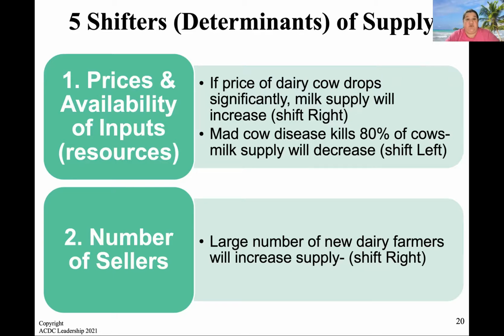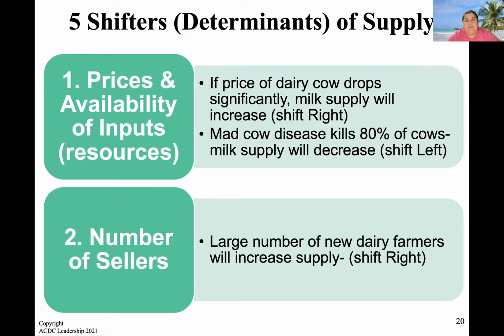The opposite could be true. What if we have a terrible round of mad cow disease and 80% of cows in the country are killed because of the disease? Well, then we're going to have a significant reduction in the availability of input, or the resource that we need in order to make milk. So milk supply will significantly decrease, which would shift the curve to the left.